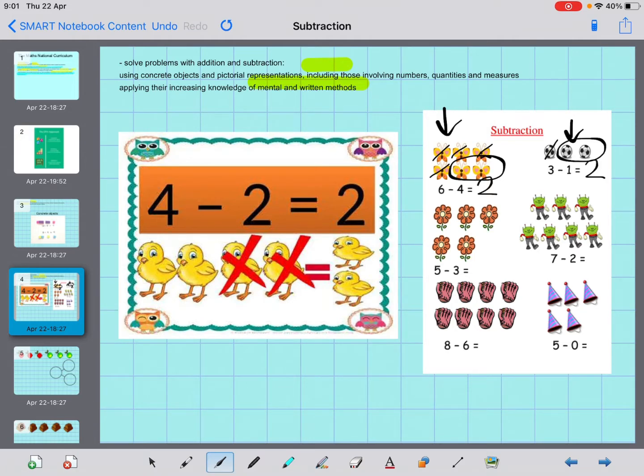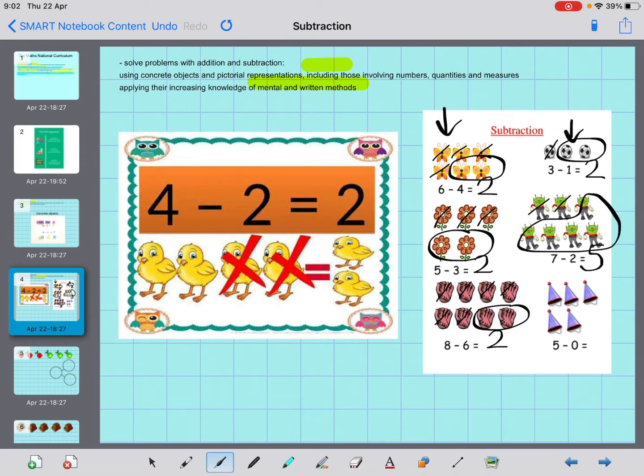The flowers here, there are 5 flowers and we want to take away 3, so we are left with 2. The aliens, there are 7 aliens and we want to take away 2, and now we are left with 5. The gloves here, there are 8 gloves and we want to take away 6. 1, 2, 3, 4, 5, 6. We're left with 2.